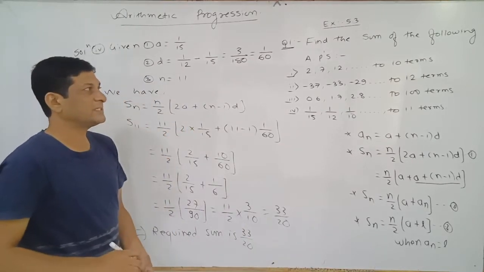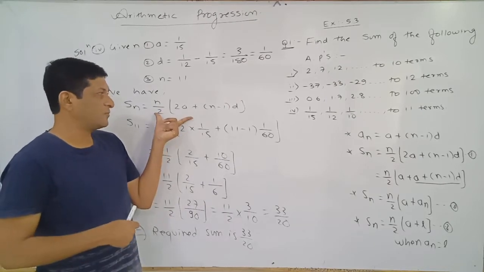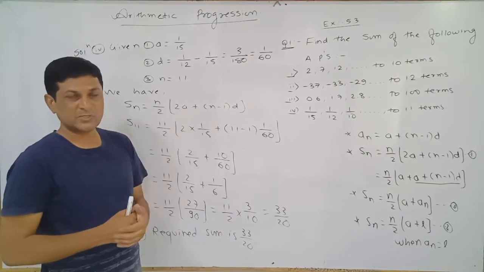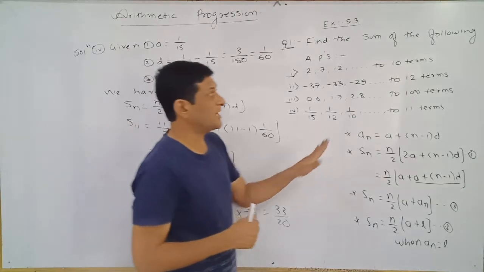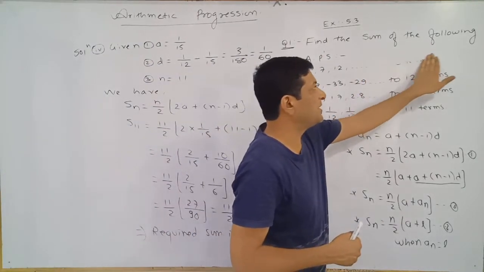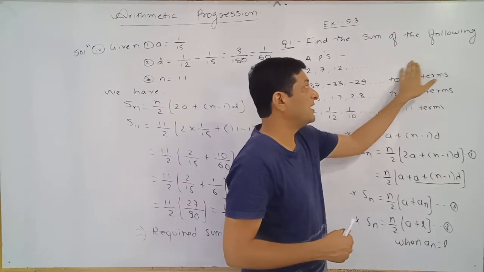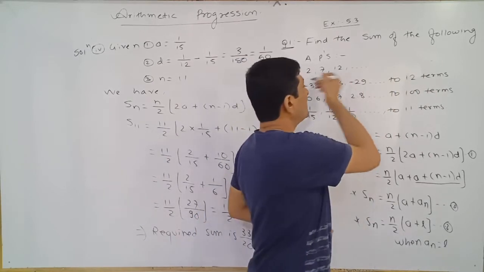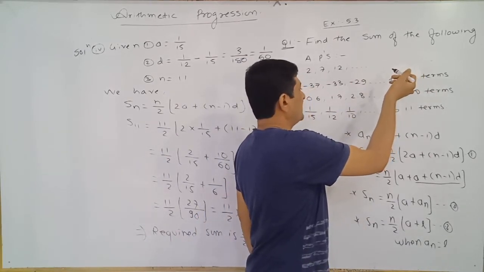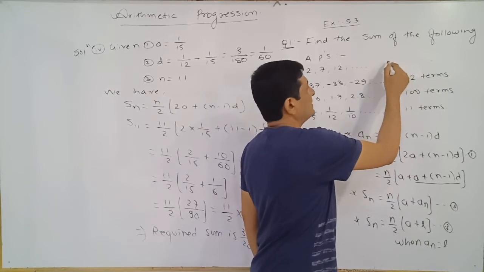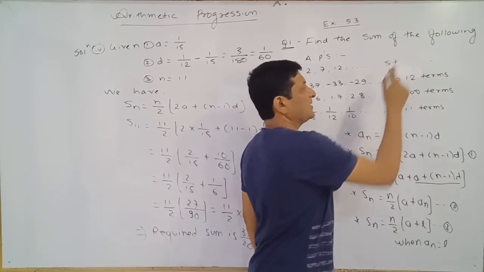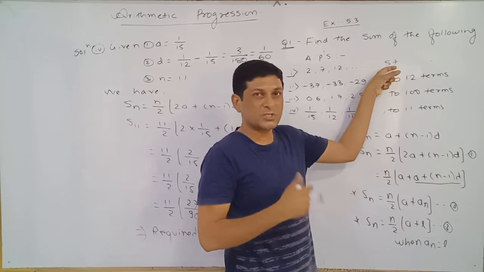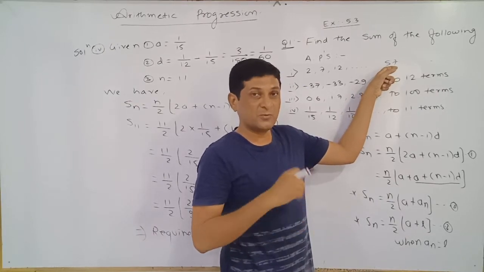See, in this example, we are applying this formula to find out the sum of n terms. But sometimes it is not given to us how many terms there are in the progression. At that time, first we have to find out how many terms. If I say that the last term is 57, then 57 is which term in this arithmetic progression, that we have to find out.